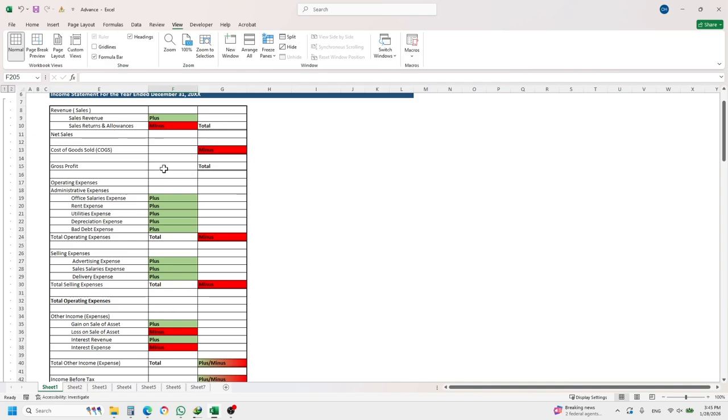In the future, we're gonna learn about sales return and allowance, cost of goods sold and how to calculate it, and the operation expenses. We're gonna talk about depreciation expenses and bad debt expenses. Also, we're gonna talk about gain and loss from sale of assets, and interest expense and revenue.